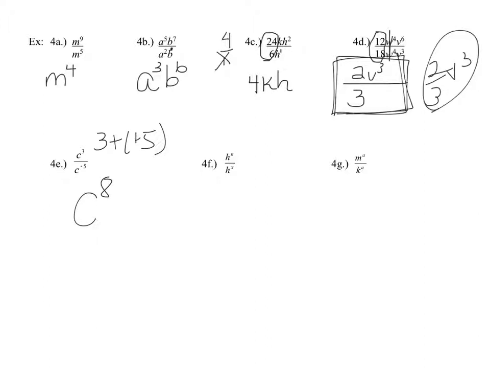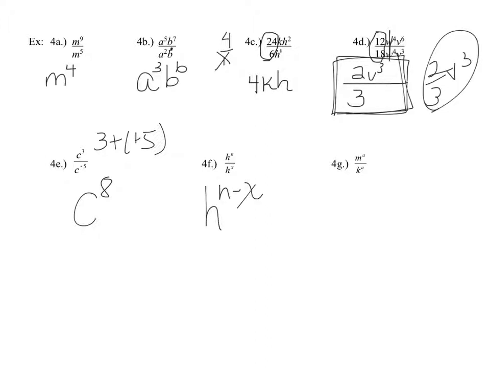Okay, now letter F, we just take a look at it. Again, think about the rule. The rule is subtract the exponents. So I'm just doing n minus x. So I'm going to rewrite this as h to the n minus x.